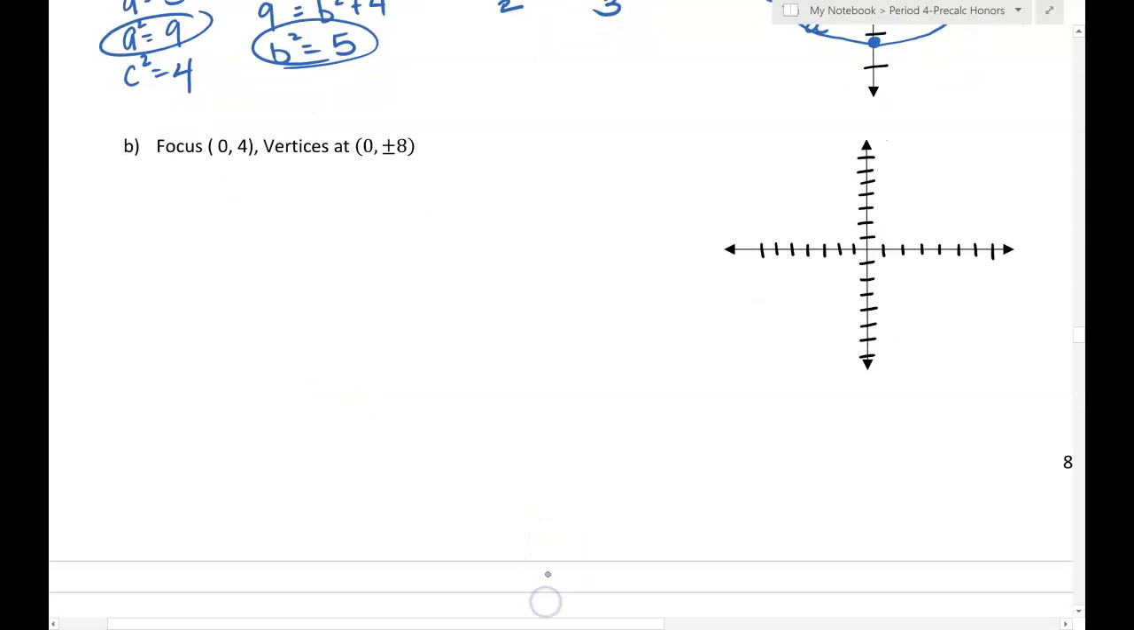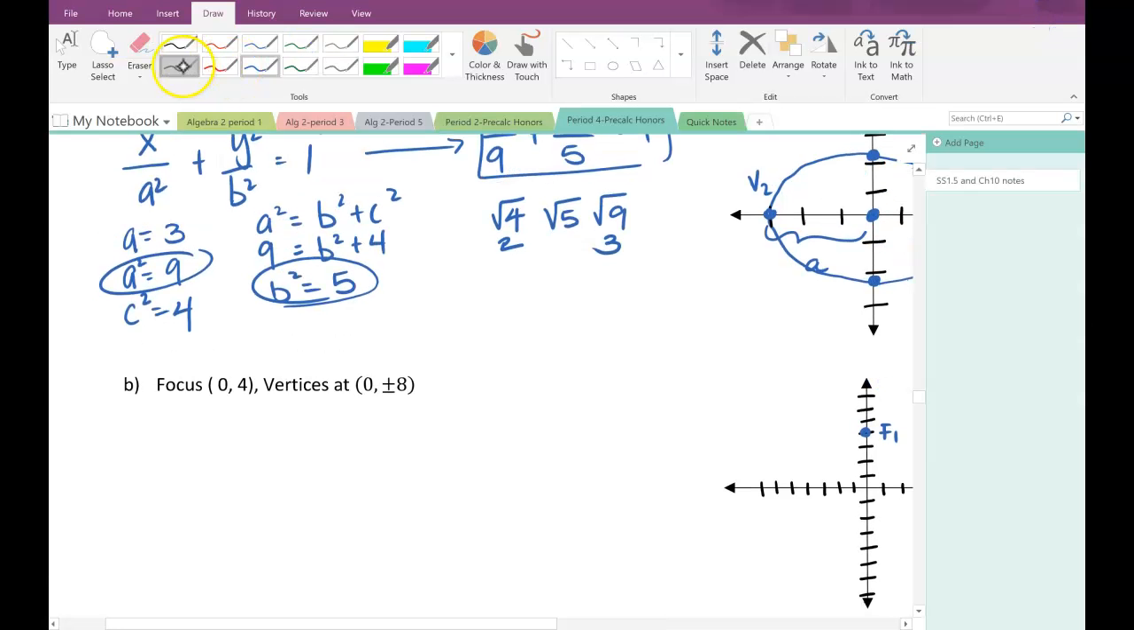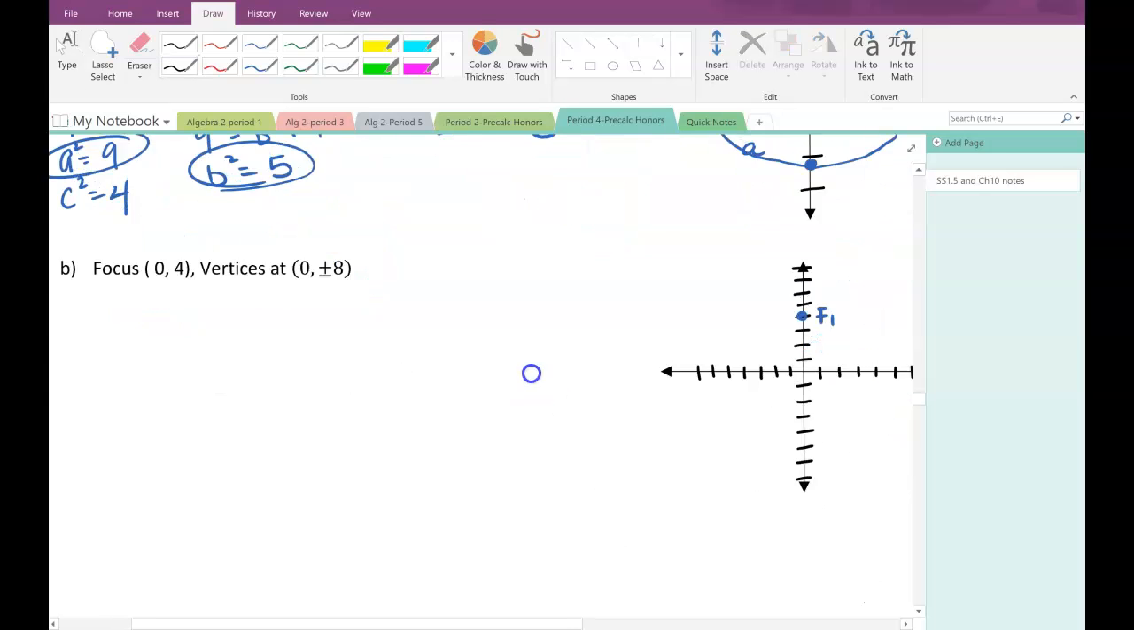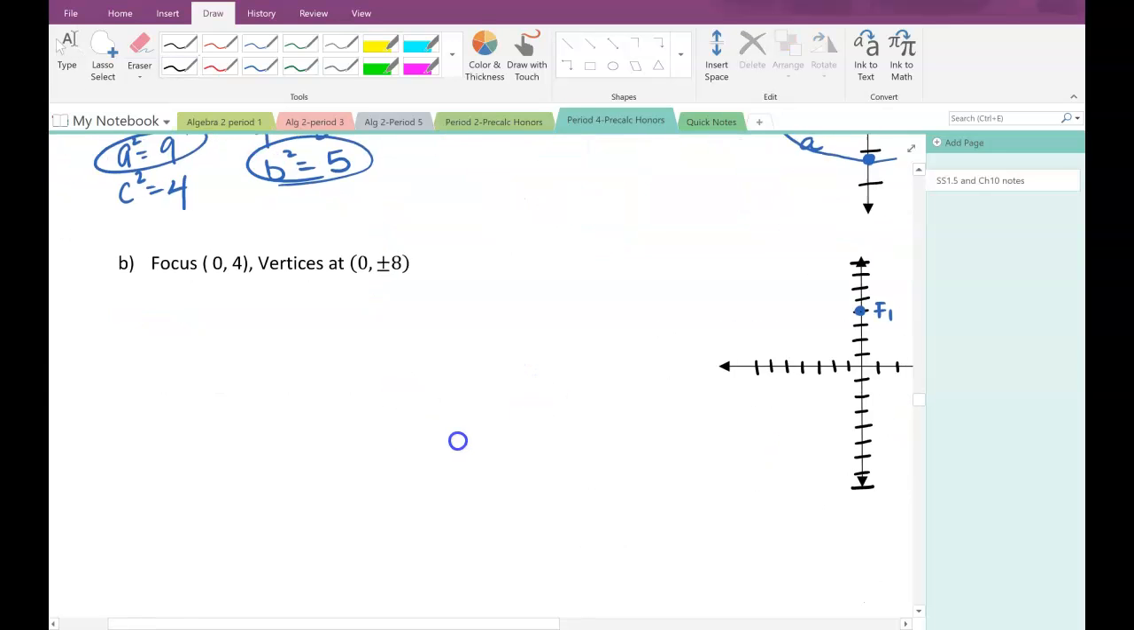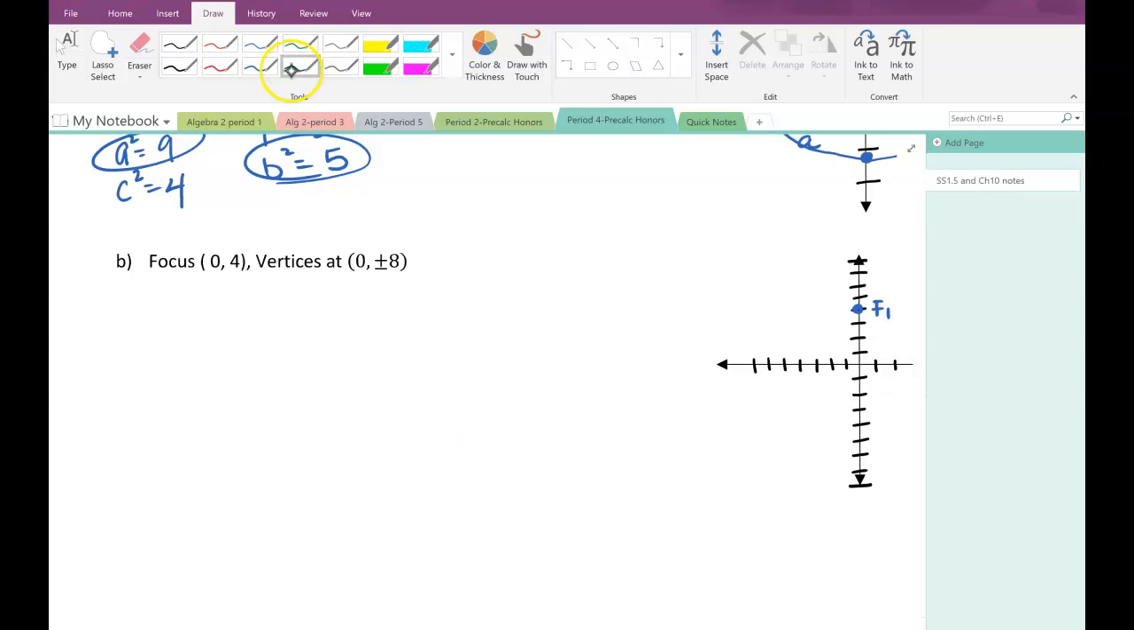So let's go and plot focus 0, 4. 1, 2, 3, 4. So here we go. Here's F1. And then the vertices are 0, 8. Do I have 8 tick marks? If not, I need to add one more. So 8 right there and negative 8 right there. So vertex 1, vertex 2. Okay, so that means focus number 2 is 4 units down from the origin. Just like that.